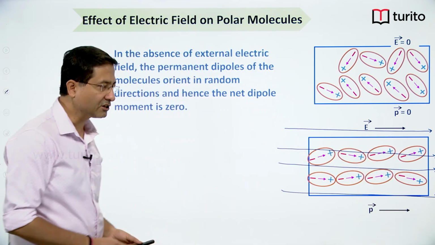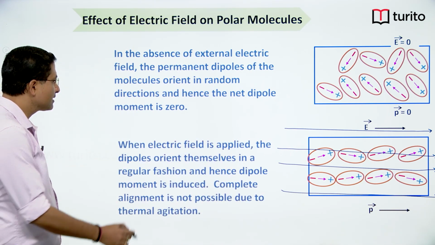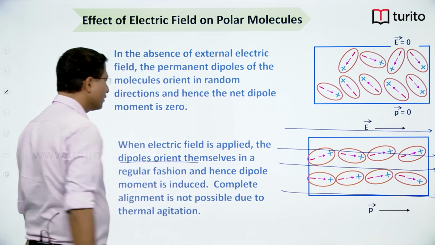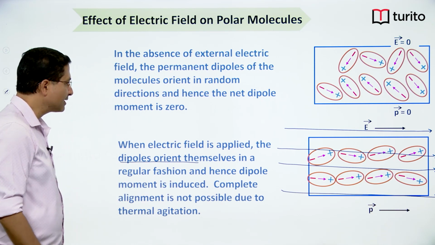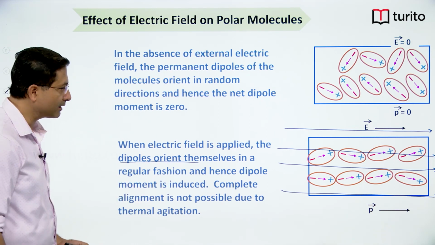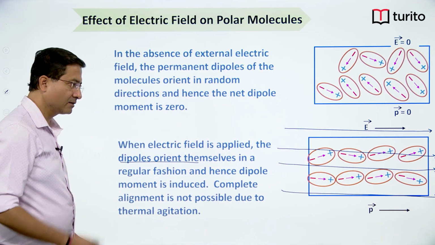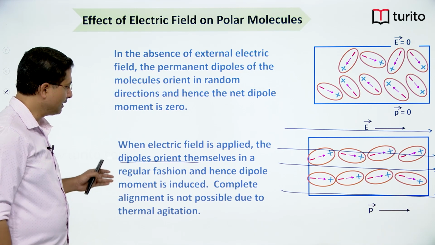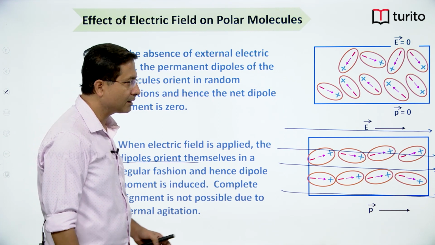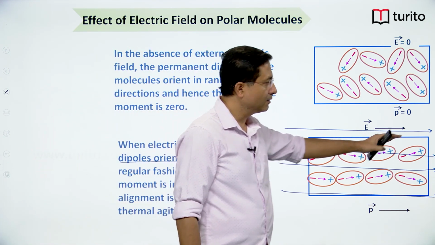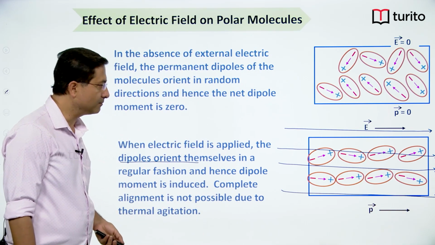That is due to thermal agitation. So, when an external field is applied, the dipoles start aligning themselves in a regular fashion, and hence the dipole moment is induced. So, this material now will have net dipole moment along the direction of field, right, and complete alignment is not possible due to thermal agitation, as I told you that these all are vibrating because of thermal agitation, they will not be perfectly aligned along the direction of field.